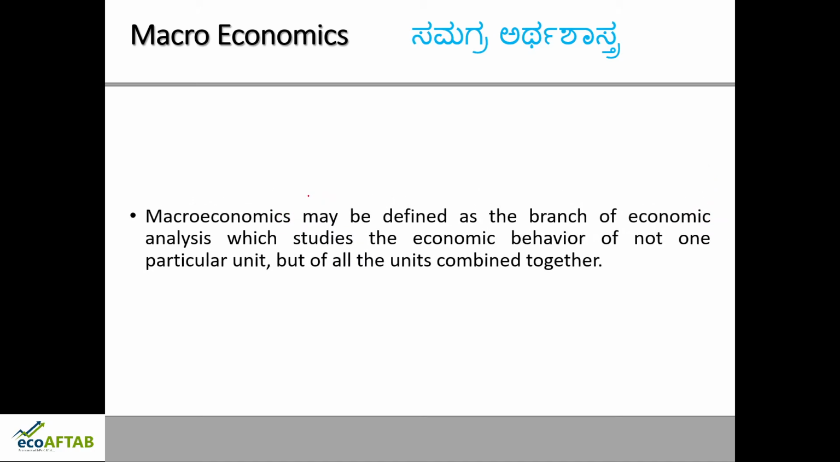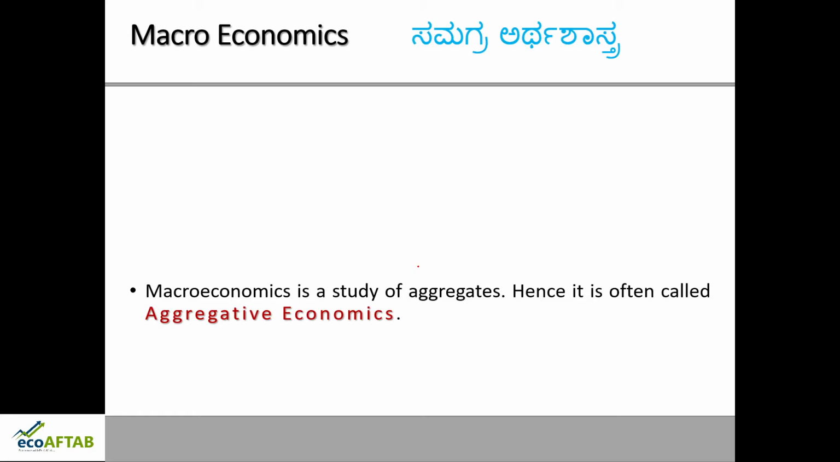So macroeconomics may be defined as the branch of economic analysis which studies the economic behavior of not one particular unit, but here we study all the units combined together. That is what macroeconomics is. As I said, macroeconomics is just the broader version of microeconomics. In micro, if you are speaking about one, in macro, we are speaking about all. Macroeconomics is the study of aggregates, and that is the reason it is also called aggregative economics.